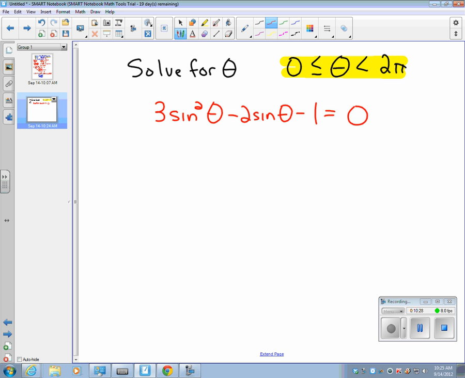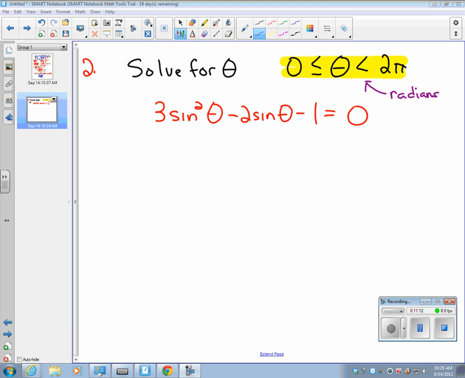Okay, so here's the next question. Solve for theta, where theta is between 0 and 2 pi. Okay, so as soon as you see the 2 pi, that is your big hint. That means radians. So all you do is you change your calculator to radians. Does everybody know how to do that on the calculator? Okay, I'm going to pause a little bit, and we're all going to get our calculator to radians. All right, we're all in radians, so now we can continue.